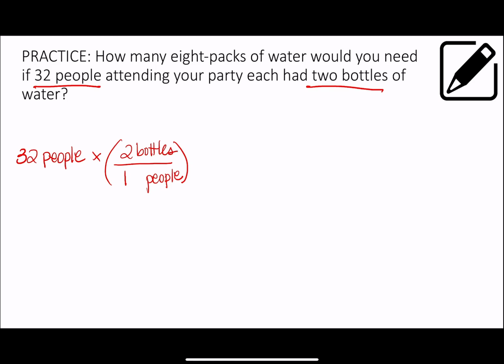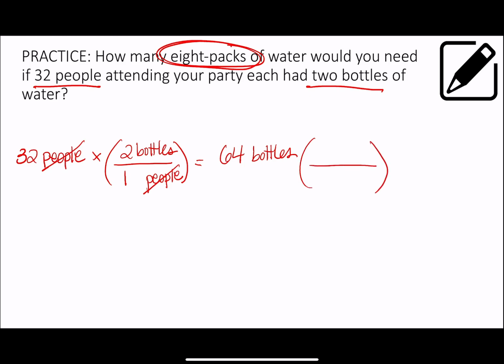But we're trying to figure out how many 8-packs we need. So technically what we would say at this point is that we would need 64 bottles for that 32 people, and the people units will cancel, which means the bottles is our unit. But again, we need 8-packs, right? So we're going to do another conversion factor. So if there are 8 bottles in one 8-pack, the bottle units cancel, so we're left with our unit is 8-pack.